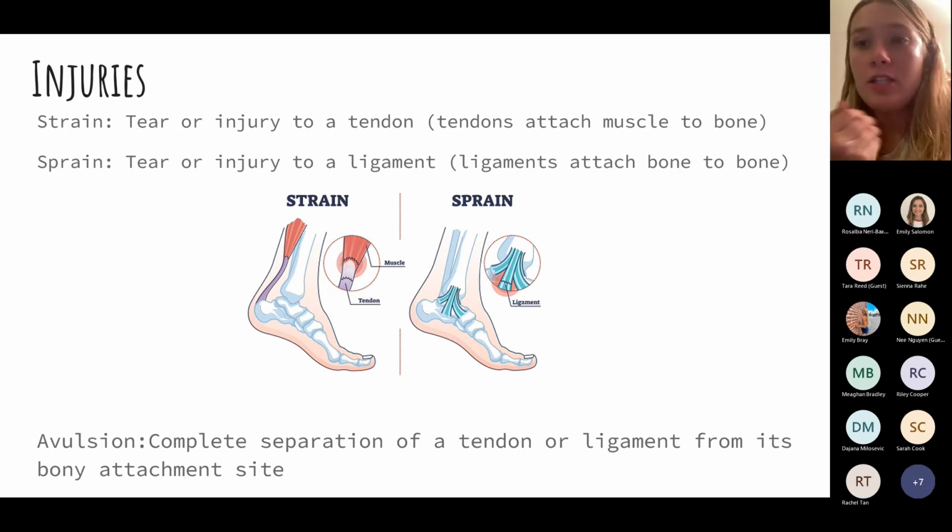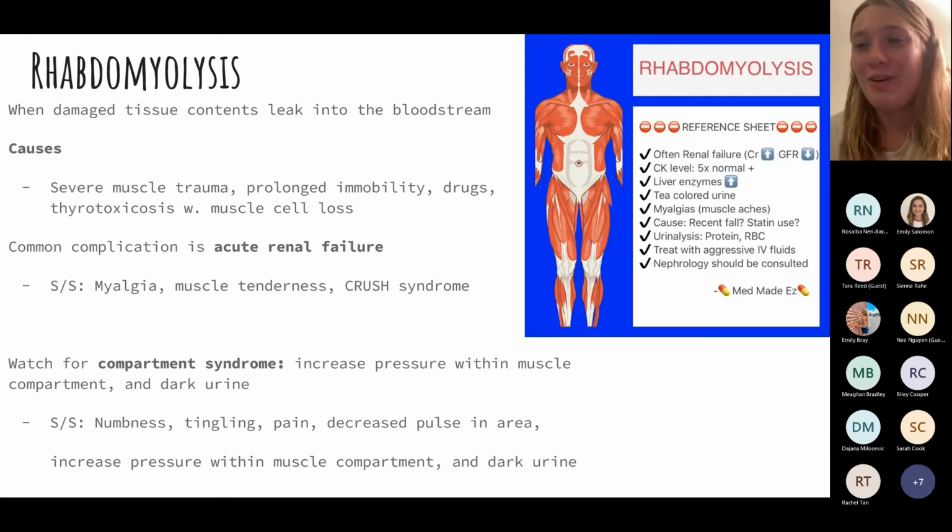An avulsion is probably the worst. This is a complete separation of a tendon or ligament from its bony attachment site. A very common avulsion injury is on the fingers, especially in basketball players. If they were wearing a ring, that could get caught in the net. Those are avulsion injuries. I didn't include a photo, but if you wish to look it up, you can.